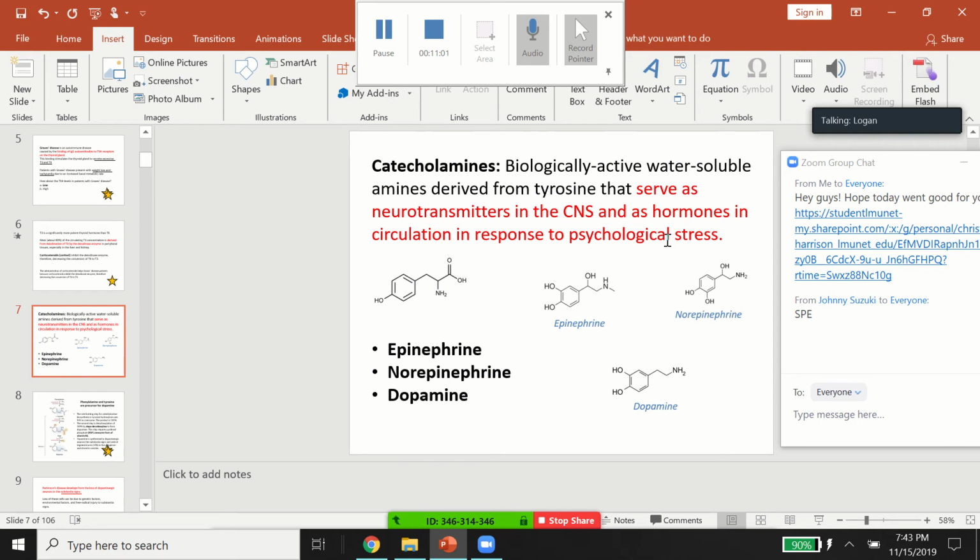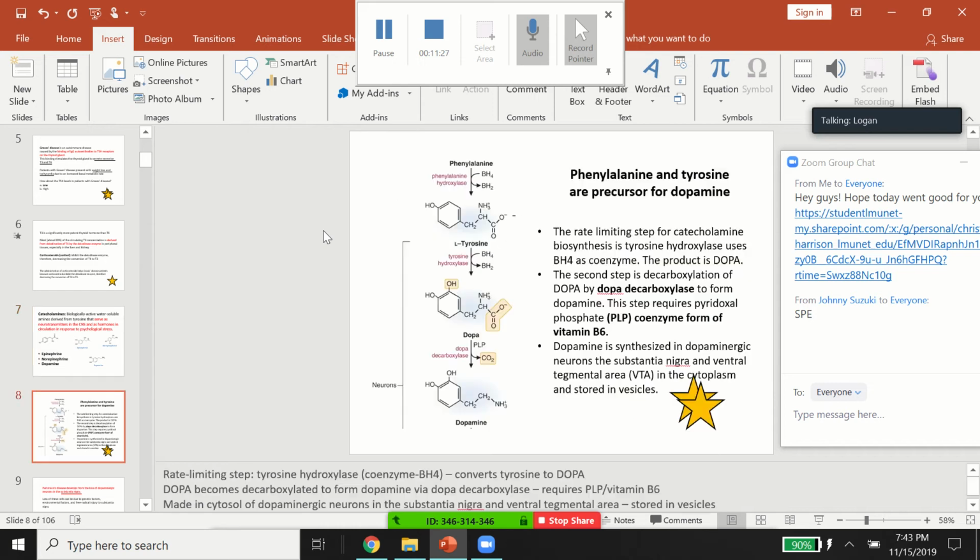Also, catecholamines here. So what are they? Epinephrine, norepinephrine, dopamine. What they actually do, for the most part, is serve as neurotransmitters in the CNS and as hormones in circulation in response to psychological stress. That's pretty much all you need to know.